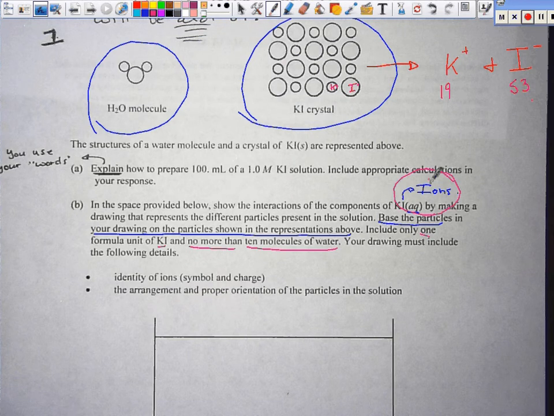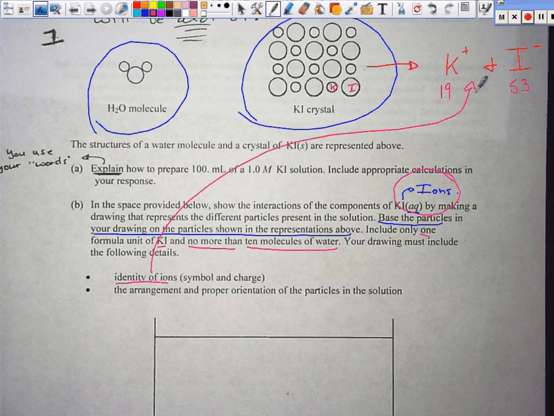And then how many water molecules? No more than 10. So if we put 6, are we fine? Yeah, if we put 8, we're okay. Your drawing must include the following. And here's the biggest deal. Identity of ions, symbols, and charge. Isn't that what this is? We're good there. We just have to draw it with the little circles around it.